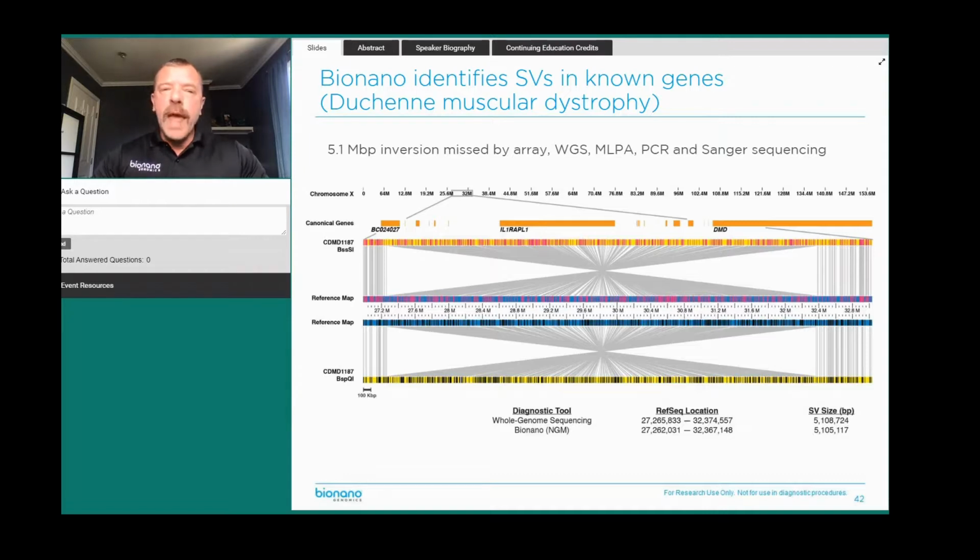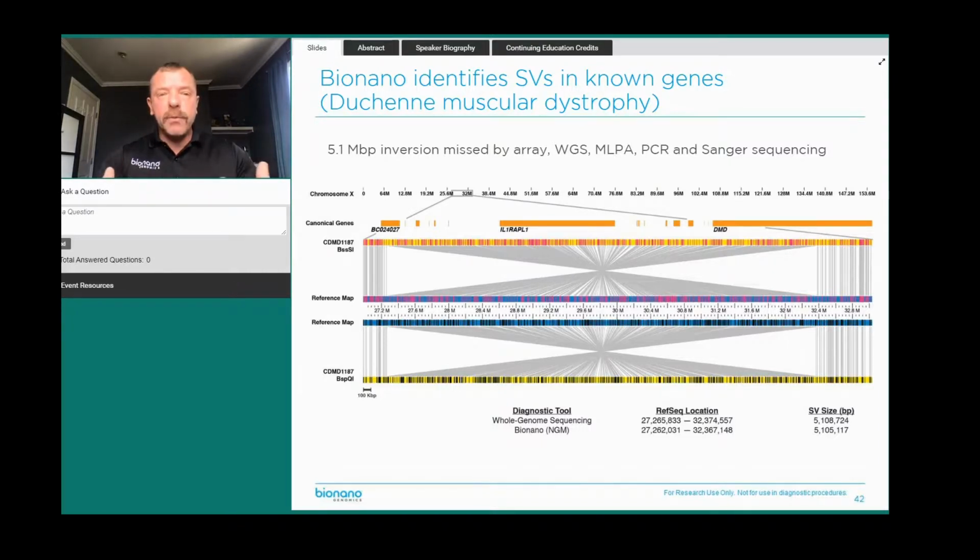And this patient had all the symptoms of Duchenne's, but was analyzed with microarray, with whole genome sequence, with MLPA to look for the presence or absence of all of the exons. All of the exons were PCR amplified and Sanger sequenced, and yet no variants were found in this gene.